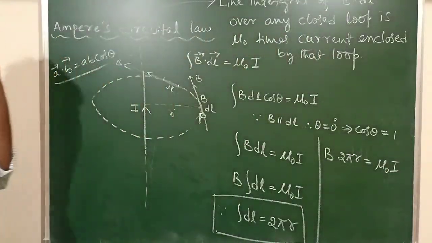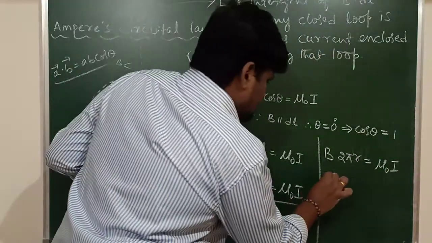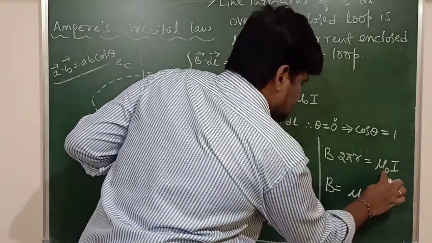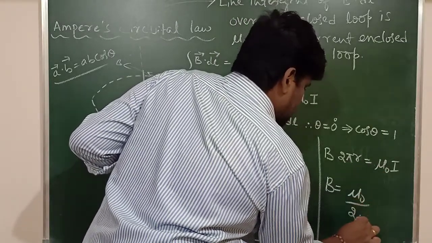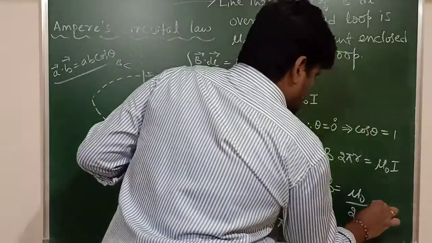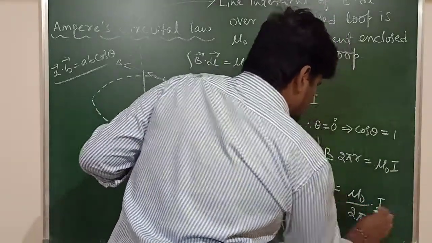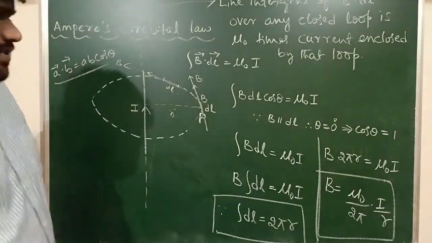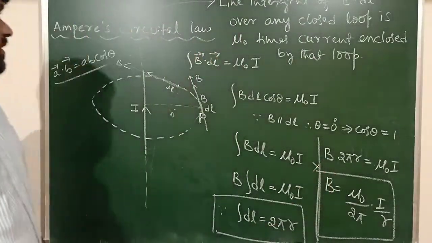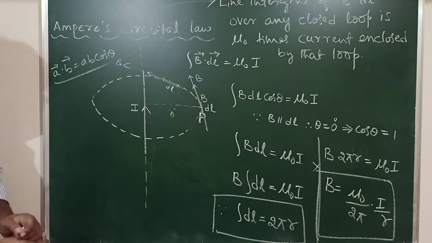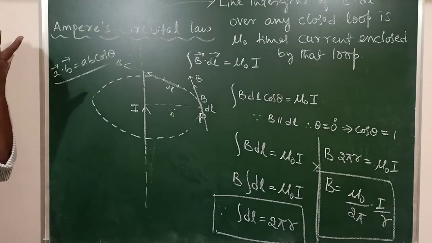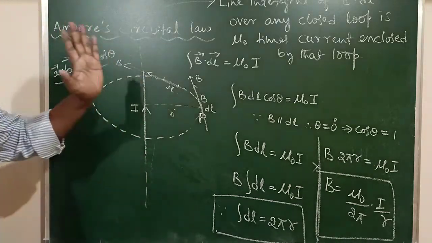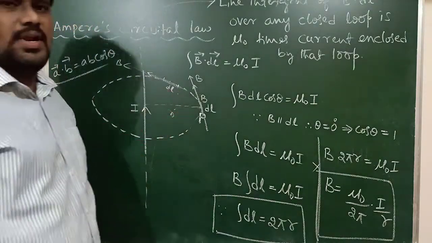Mu naught times I. Then what is B? B can be written as mu naught, transferring 2 pi to this side, divided by 2 pi, into I divided by R, which is an expression for the magnetic field. So this is the expression for the magnetic field produced by an infinitely long current carrying conductor using Ampere's circuital law.